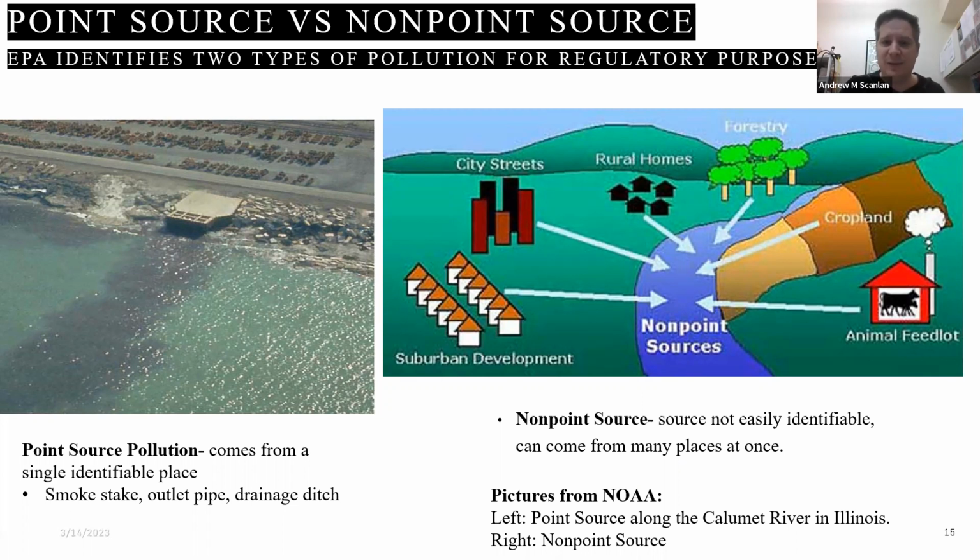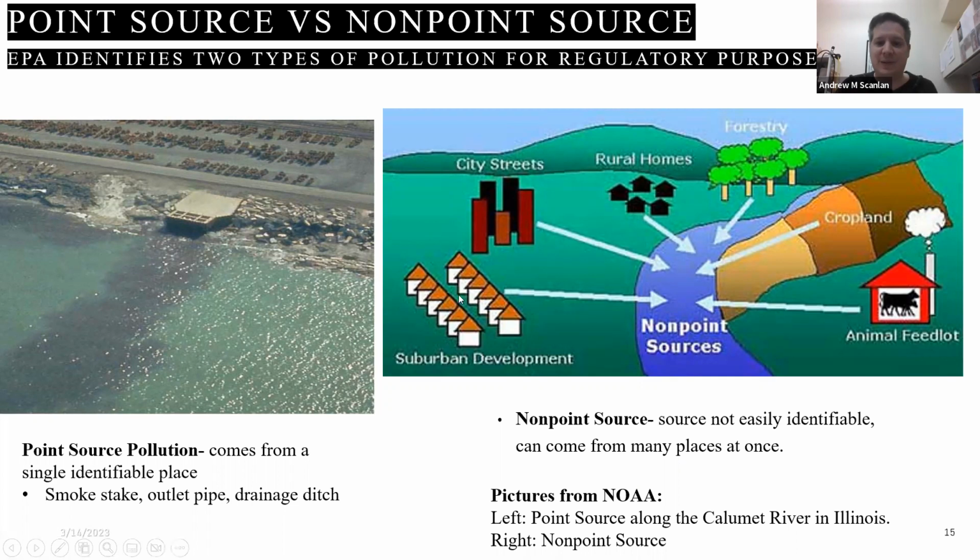There are what are called point sources and non-point sources. These were designated by the EPA, which identifies these two types of water pollution for regulatory purposes. Point source pollution, an example of which you can see in the picture on the left, comes from a single identifiable place. There's a physical point where you can see this waste or pollution coming into a river or a stream. This could be smokestacks, outlet pipes, or drainage ditches. Here we have an outlet pipe coming from a water treatment plant, and you can see this bloom here. That would be a point source for this particular pollution. Point sources are typically easy to identify because there is a pipe or a smokestack or something directly leading to the source of the pollution, where the pollution is going directly into the environment.